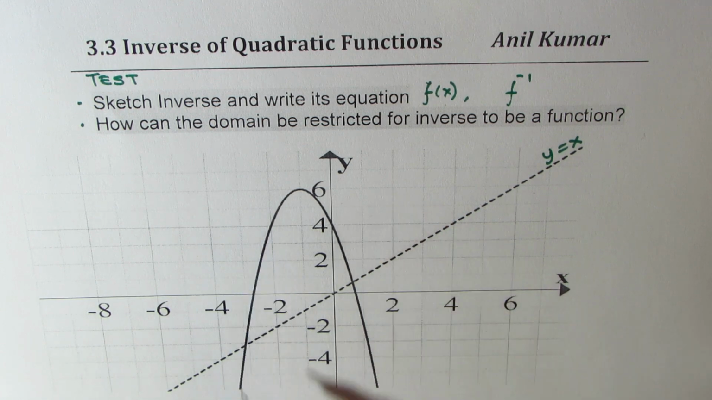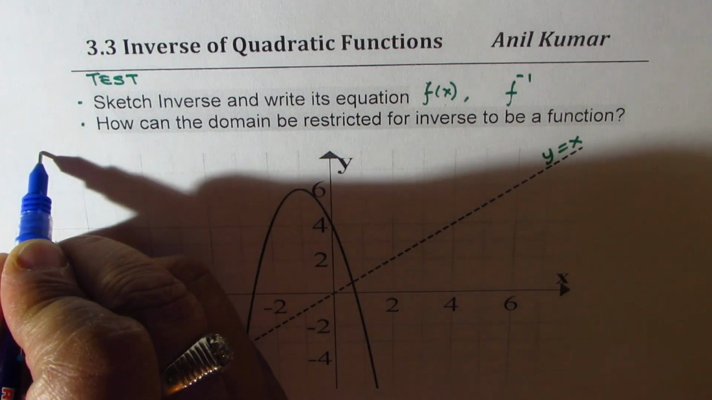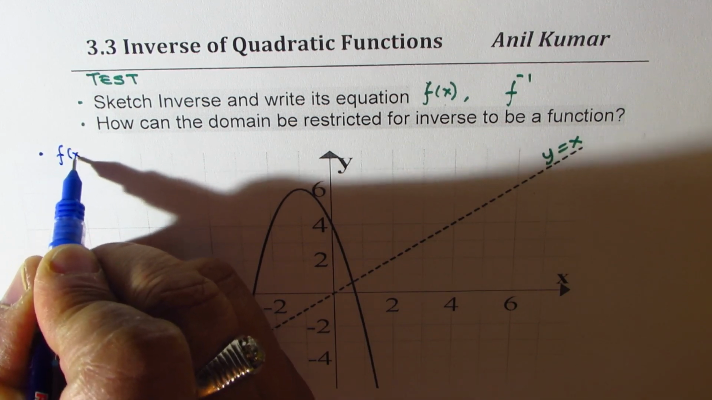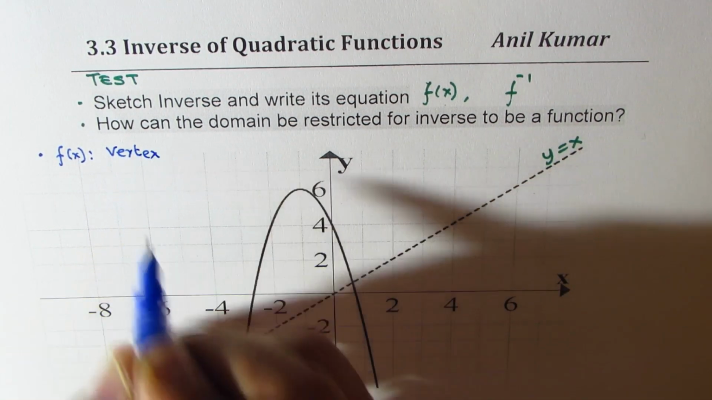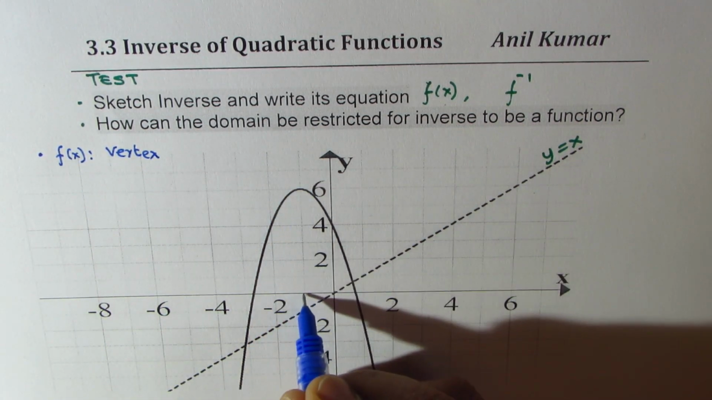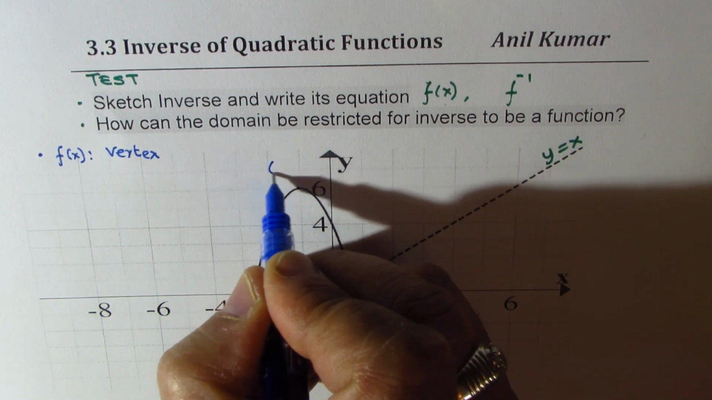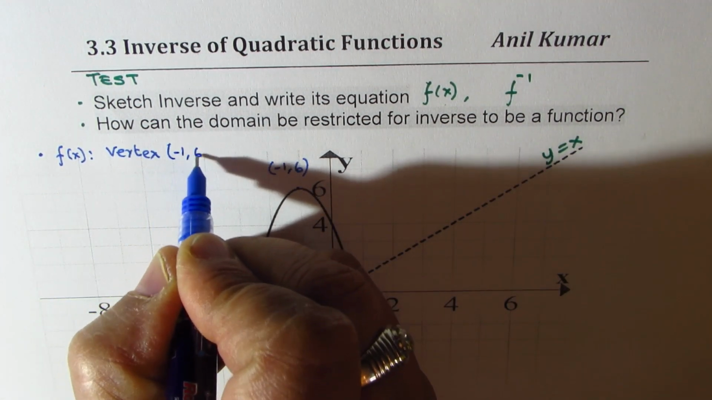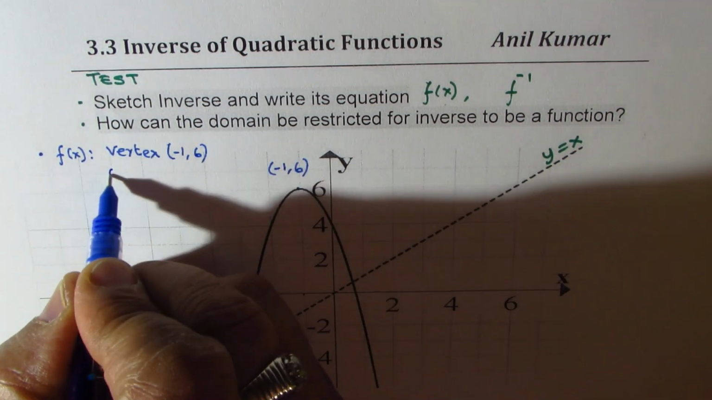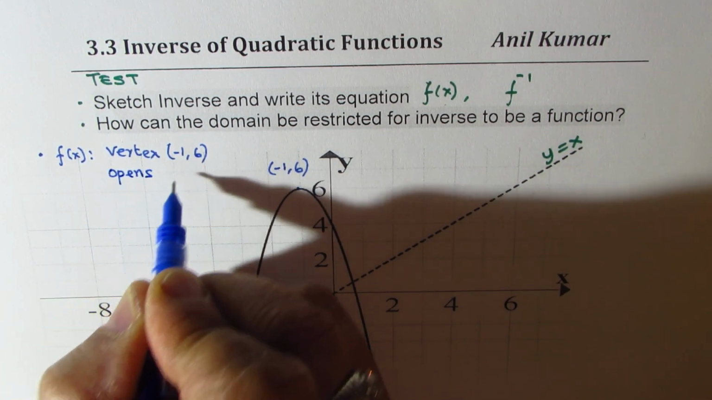Correct. So from our observation, what do we get? We have the function f of x whose vertex is at the point. So the vertex is a very critical point. It is at (-1, 6). And this parabola opens down.